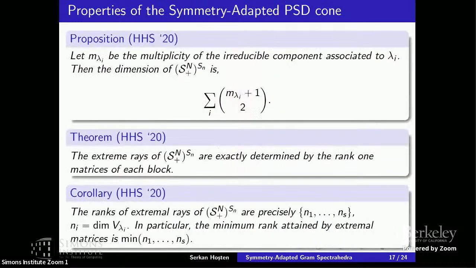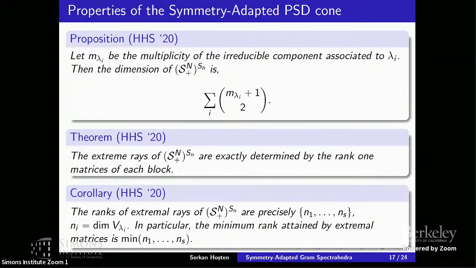So if that's the case, what can we say now with these easier objects? As I said, this can be done for other finite groups too, but I'm just telling you for a symmetric group. The first thing is some structural results about the symmetry adapted PSD cone. The dimension of the symmetry adapted PSD cone is the sum of those binomial coefficients, where m lambda i is the multiplicity of the irreducible component corresponding to lambda i of your symmetric group. So it reduces, as I said.